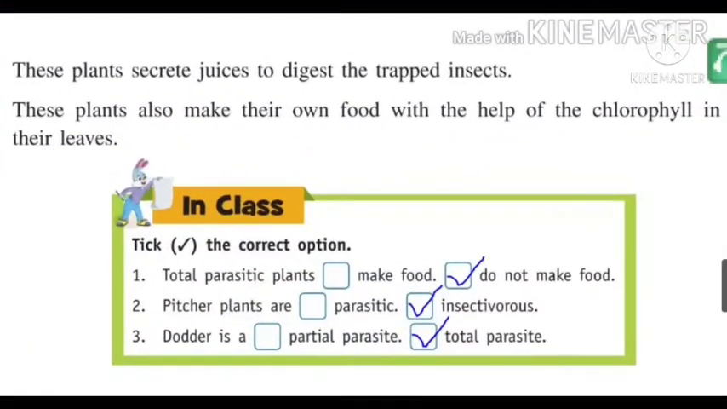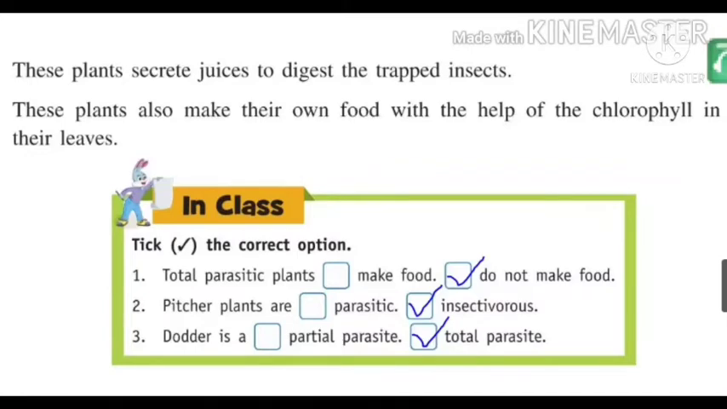And how do they digest them? These plants secrete juices to digest the trapped insects. These plants also make their own food with the help of the chlorophyll in their leaves. They can make their own food also because they have chlorophyll.